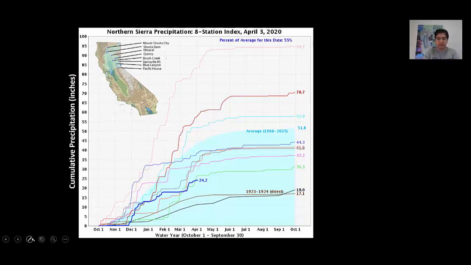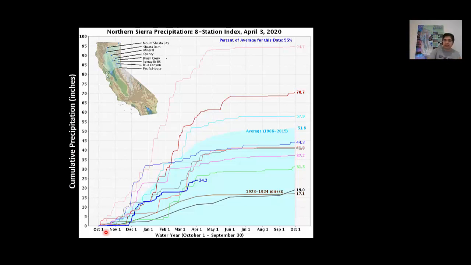Now, something for you to know is that we start the water year on October 1st. Why do we start the water year on October 1st? Because that's when we are thinking that rainfall will start. So we start from when it rains, the rainy season, and then the dry season.